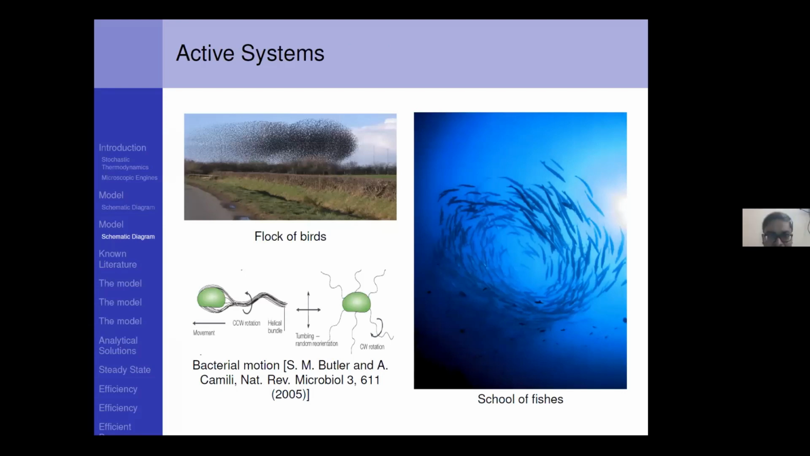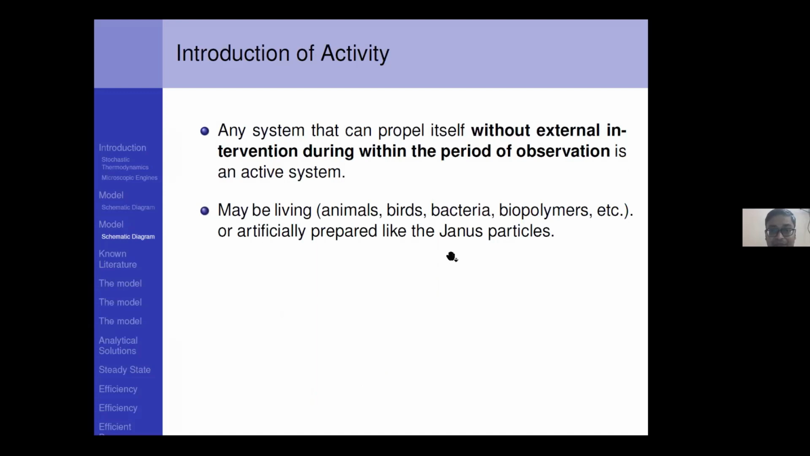Okay, now we get to active systems. What are active systems? They're anything that can propel themselves. They have the property of self-propulsion. Like a flock of birds here, a school of fish, or even a tiny bacteria. All of them can move by themselves, and apparently there is no intervention from an external source within the duration of our experiment. So that is the definition of an active system, and it might be living, like the examples that I gave, or it can be artificially prepared, like particles called Janus particles.